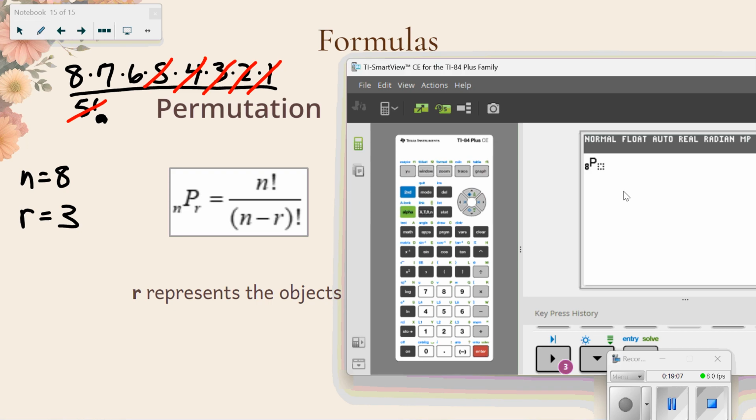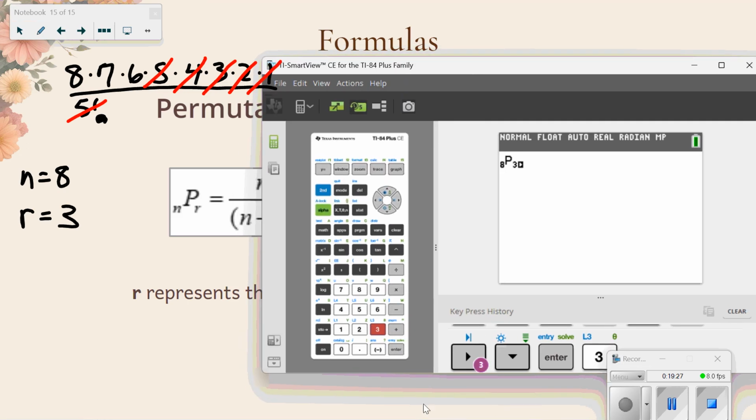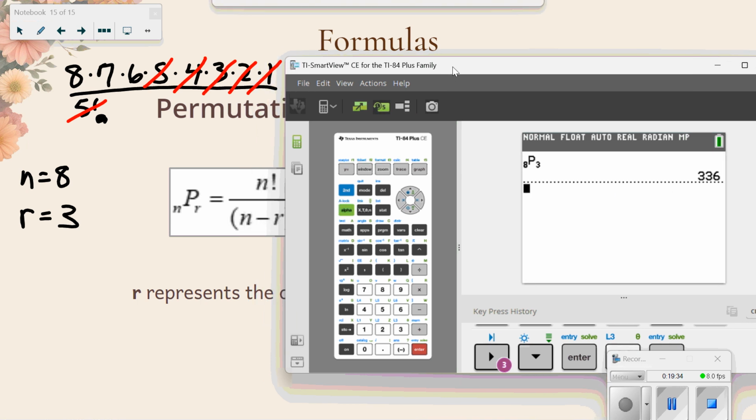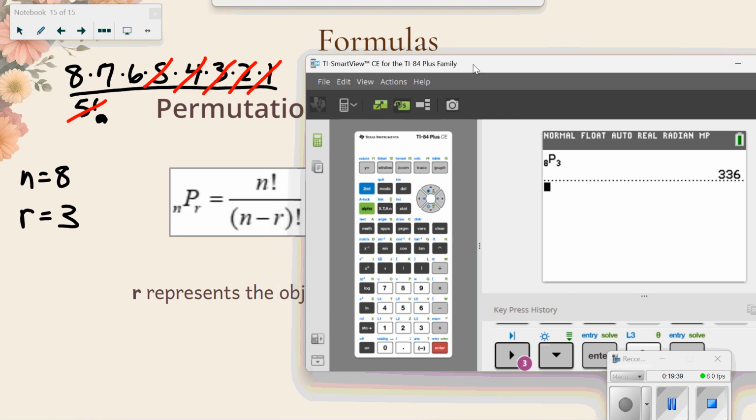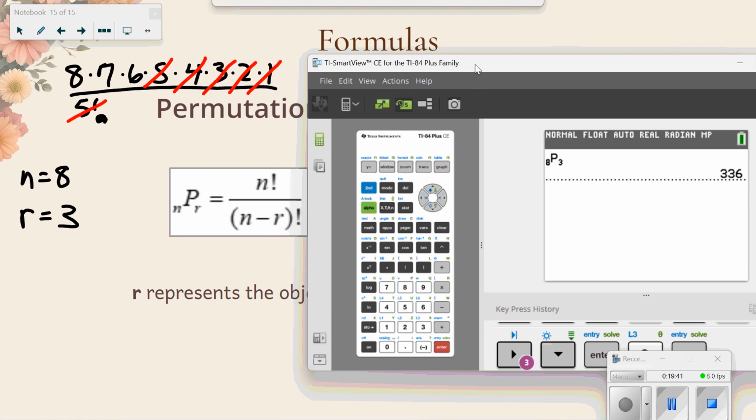Now, yours might look a little different, but now it's your space where you enter your R, which we know here was 3. So you should have done 8, math, nPr, 3. You did that, hit enter, and you will find what we got, which was 336. If you got that, you're on the right track. If not, ask a neighbor to look at your calculator, see what you did wrong.